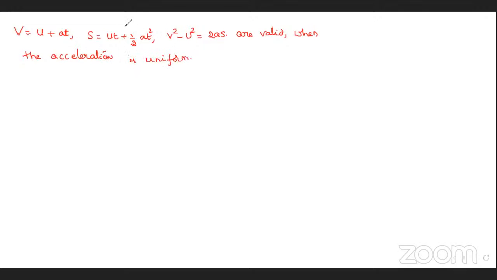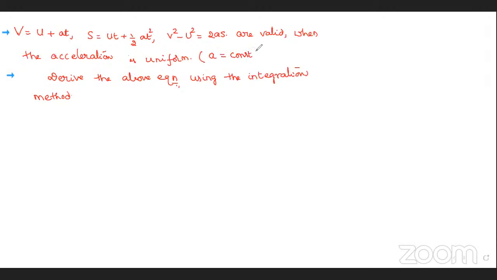Now the question is, when the acceleration is uniform, derive the above equations using the integration method. But keep in mind, acceleration is uniform means acceleration is constant. For that, I am going like this. First, I want to derive v = u + at.